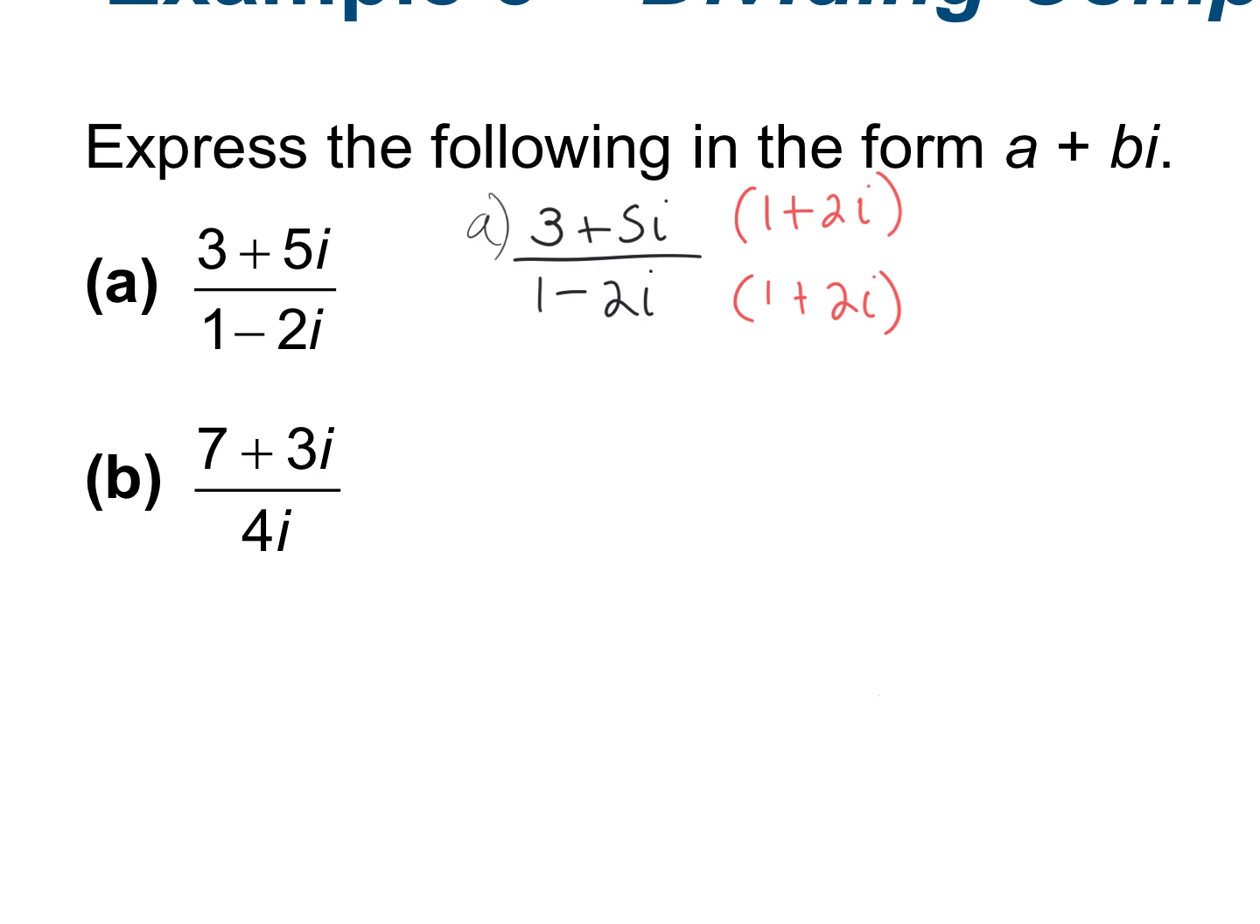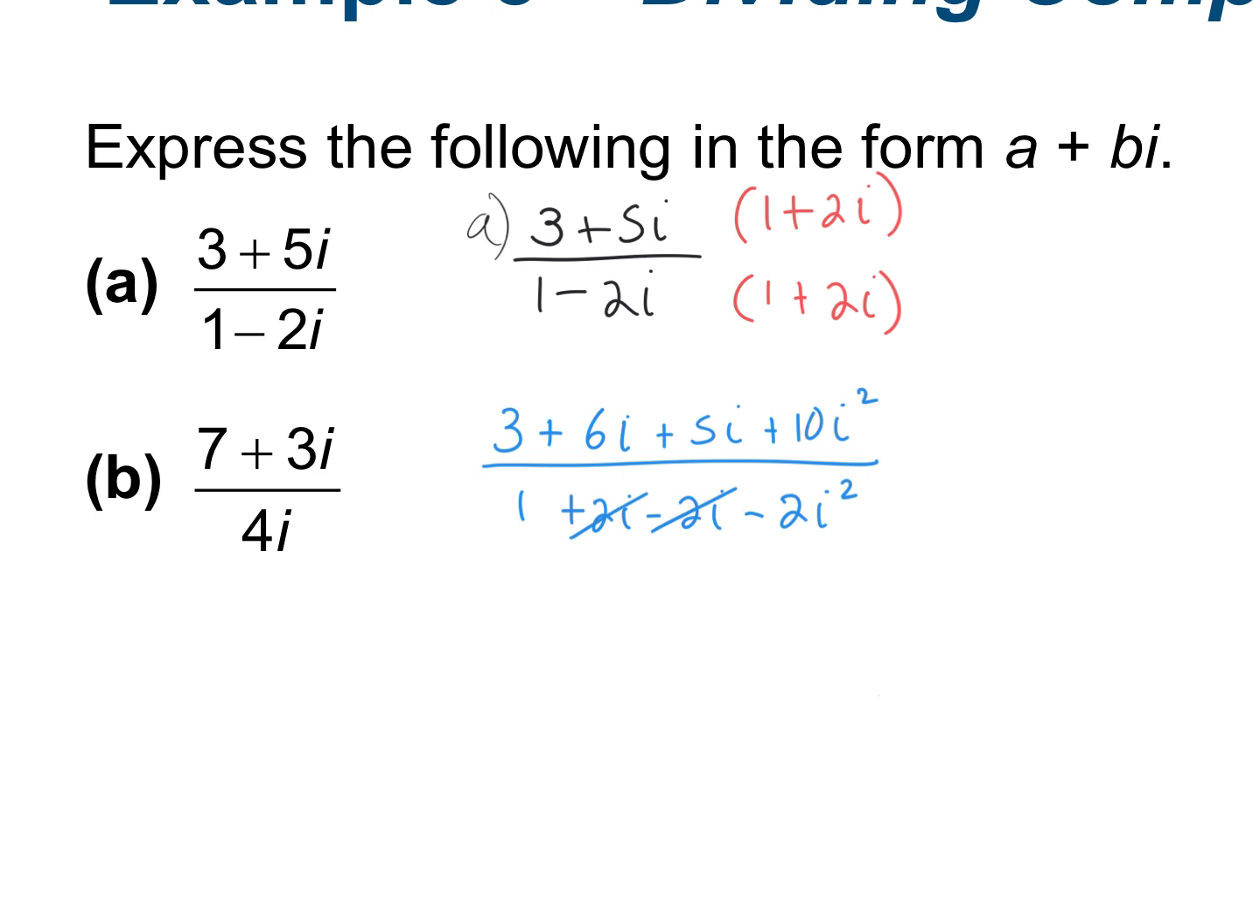So I'm going to FOIL the top. It's going to be 3 + 6i + 5i + 10i squared. And I'm going to FOIL the bottom. It's going to become 1 + 2i - 2i - 2i squared. Now notice how the positive 2i and the minus 2i will cancel.